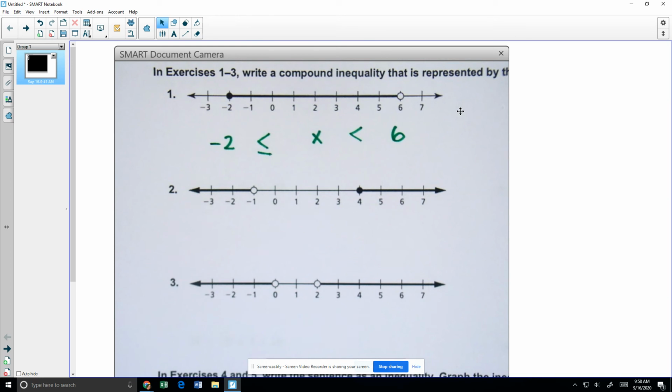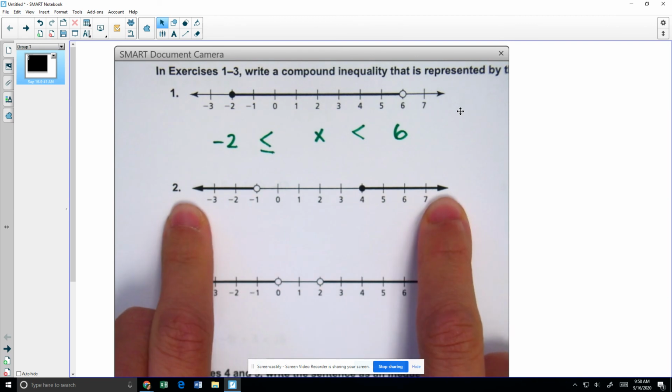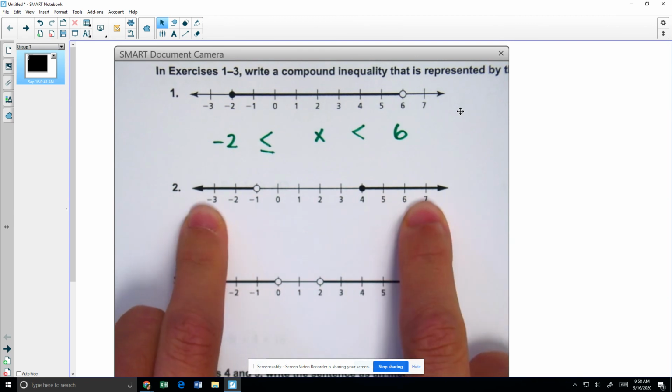Okay, so let's try the second one. You see this picture. You see that in your picture, you have two arrows, but they're going in different directions. So is this an and or an or?